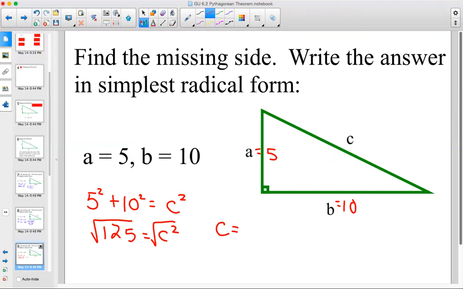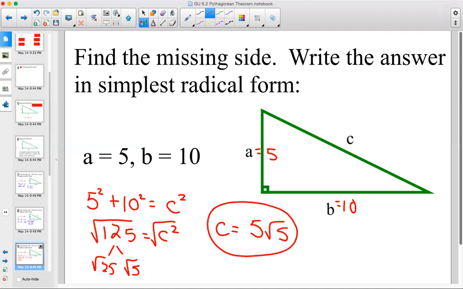Let's see, 125 is not a perfect square, but I know 25 goes into 125, and it goes into 125 5 times. And the square root of 25 is 5. So I get 5 radical 5 for my length for C.